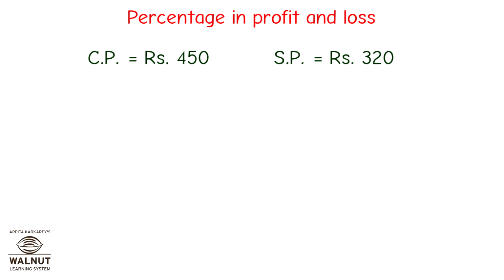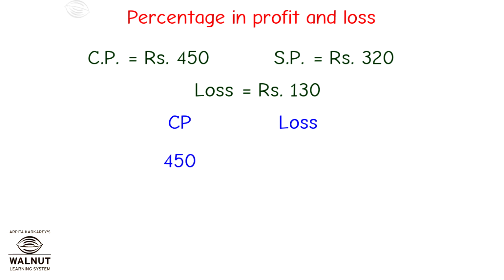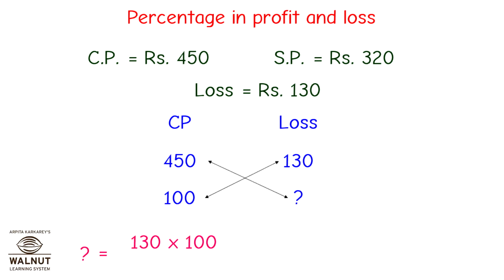That's the loss made. Now the next step is to find the percentage of the loss. For rupees 450 CP, the loss is rupees 130. And we want to know the loss for rupees 100. We'll use the cross multiplication method instead of the formula. Now, the pair with no question mark becomes the numerator. The number in the pair with the question mark becomes the denominator. When you solve the fraction, you get the value for the question mark. Doing cross multiplication, we get question mark is equal to 130 into 100 divided by 450.